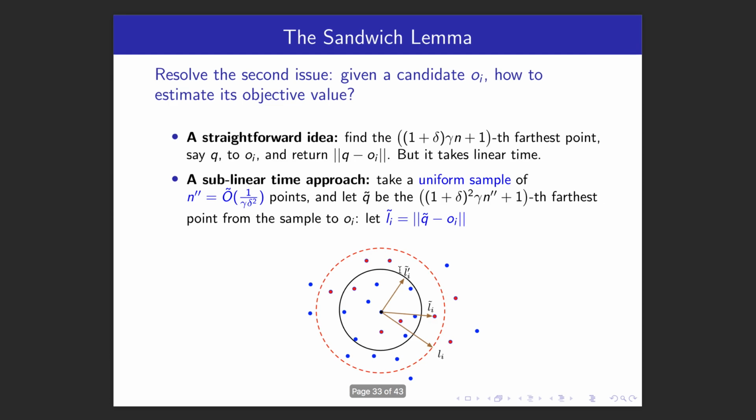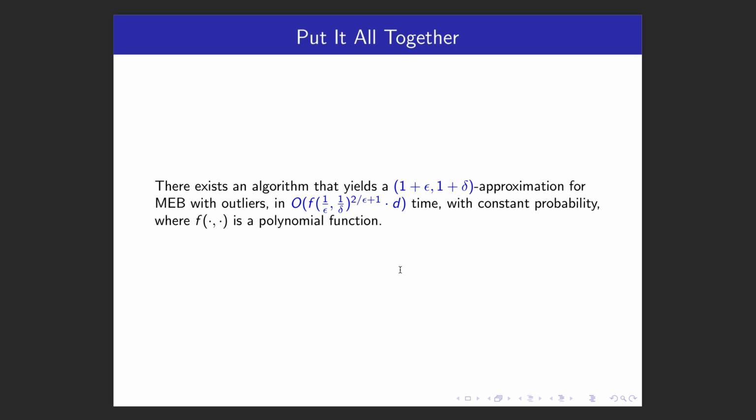So intuitively, if you look at this figure, we can see Li tilde is sandwiched by this lower and upper bound. So we can prove that we can safely use this value as an estimation for the objective value of Oi. Okay, so if we put everything together, we can achieve the sublinear time bicriteria approximation algorithm for MEB with outliers. Actually the sample size is independent of the input size nd. Basically, it's independent of the number of input points n and also the dimensionality d.